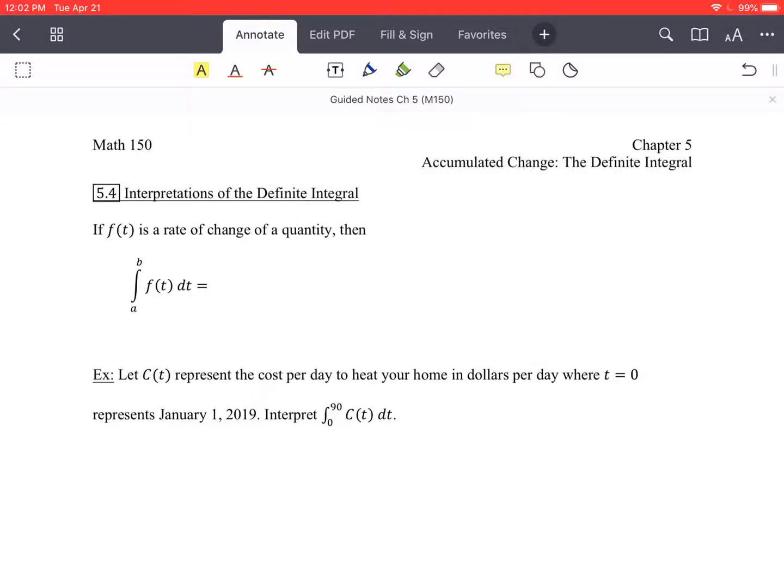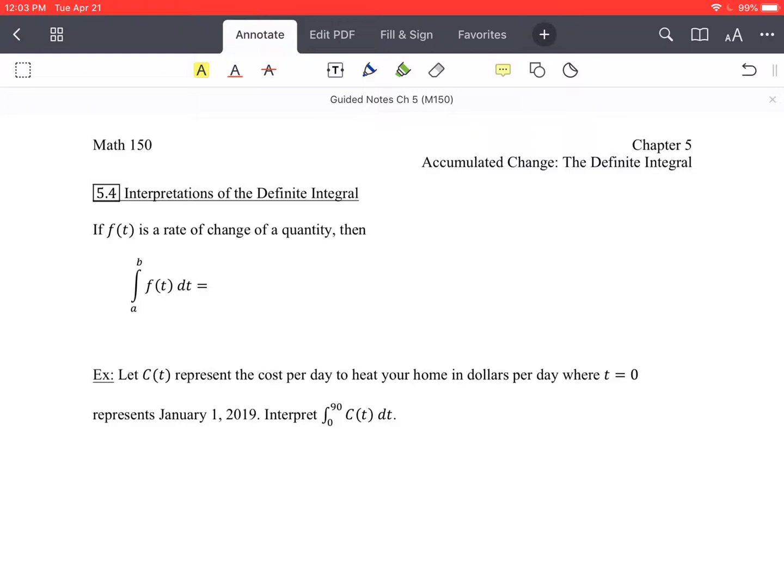Welcome back. We are in section 5.4, looking at interpretations of the definite integral. So we've looked at the definite integral as a concept, as an area under a curve, between the curve and the x-axis, between two curves, and now we're going to start interpreting in different contexts.